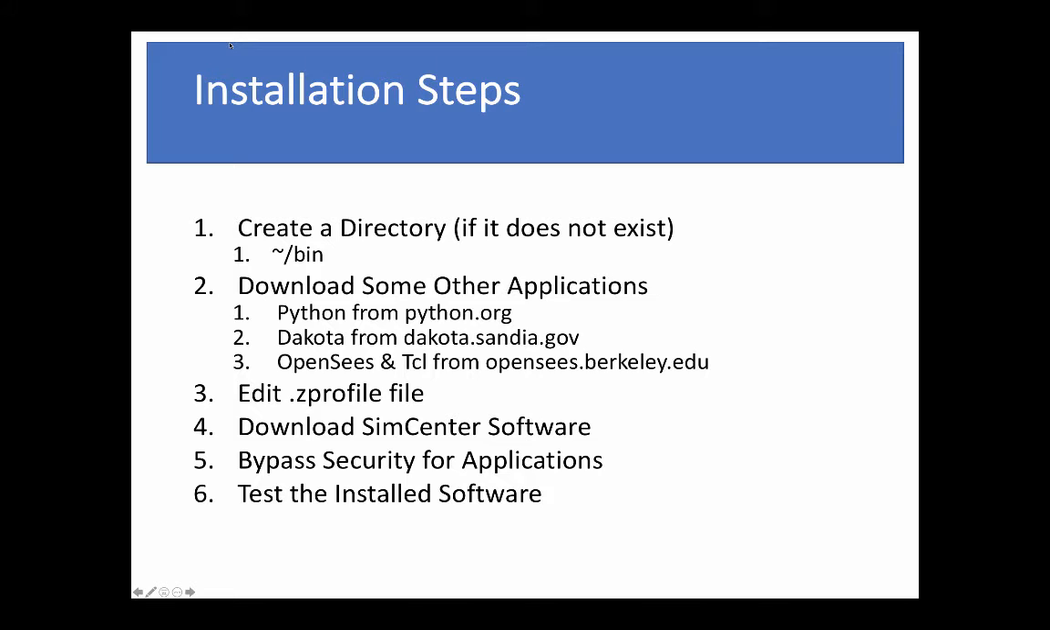The first step is to create a directory. Second step, we're going to download some applications and put them in this directory. Third step, we're going to edit what's called a Z-profile file. Fourth step, we're going to download then the SimCenter application. The fifth step is a fun one. We get to play with bypassing the security on the system so that it now recognizes the applications we've downloaded and will run them. And then finally, we're going to test the installed software just to show you how it works.